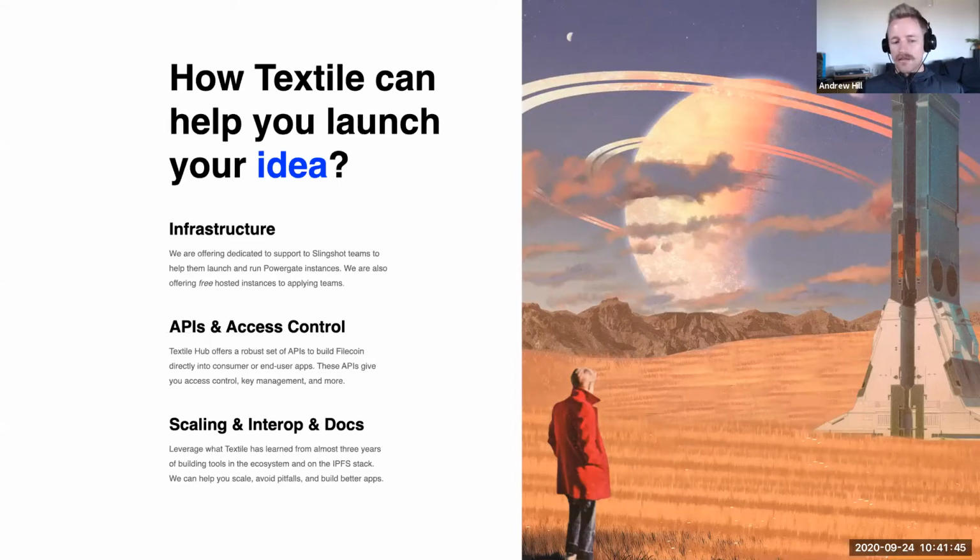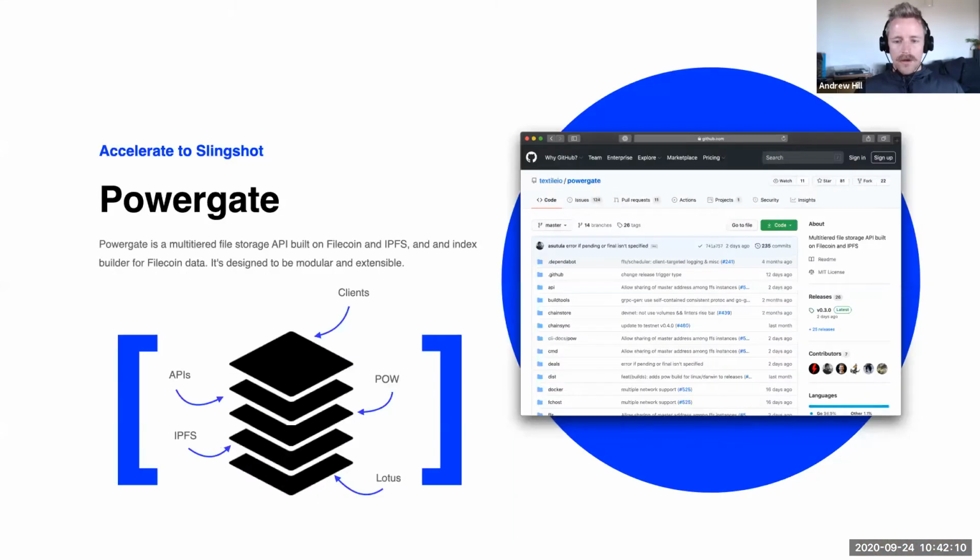And then the last thing is scaling, interoperability, docs. These are all things that we work on and think about a lot. And so we're kind of here as a resource if you need help thinking about how to scale your app using our APIs or using Powergate. If you're thinking about how to format your data, how to get your data onto these networks, or if you're just looking to learn more and go deeper, we spend a lot of time on documentation and can point you in the right ways. So a little bit on the deep dive of Powergate.